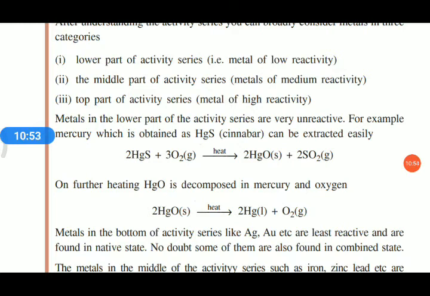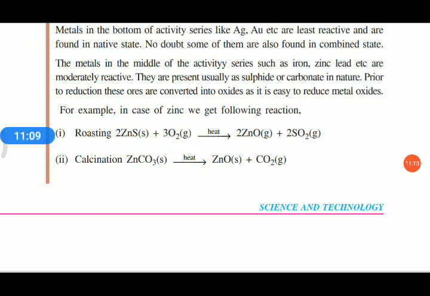Silver, gold, etc. are least reactive and found in the native state. That means in pure form. Sometimes it may be in the combined state. Then metals in the middle of the activity series like iron, zinc, lead, etc. are moderately reactive. We get them in two forms, in sulfide ores and in carbonate ores.